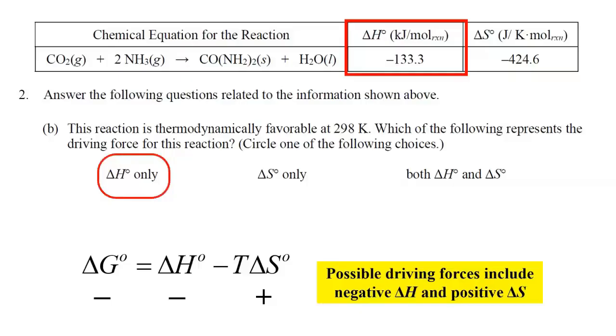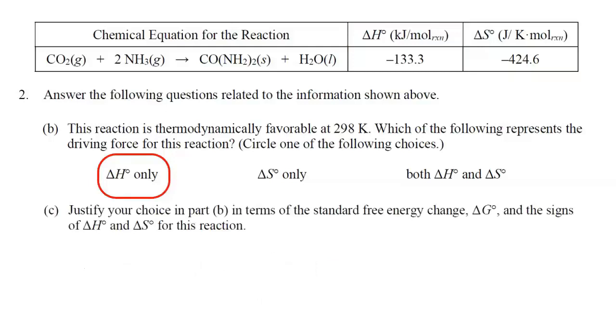Now, in part C of this question, it says, justify your choice in part B in terms of the standard free energy change, delta G, and the signs of delta H and delta S for the reaction.